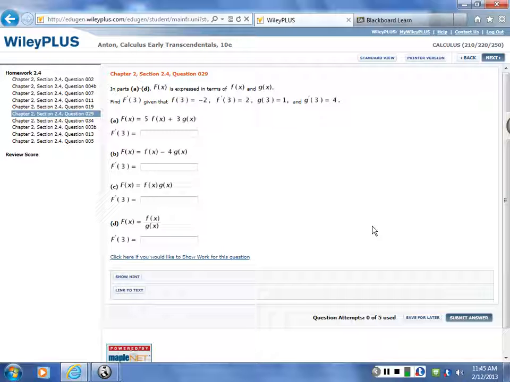This example, I'm going to go over this example. Part A and Part B are pretty straightforward because it's just a constant times the function, right? So the derivative is going to be the constant times the derivative of the function at 3.